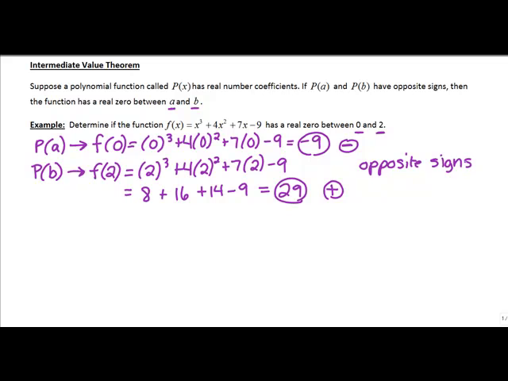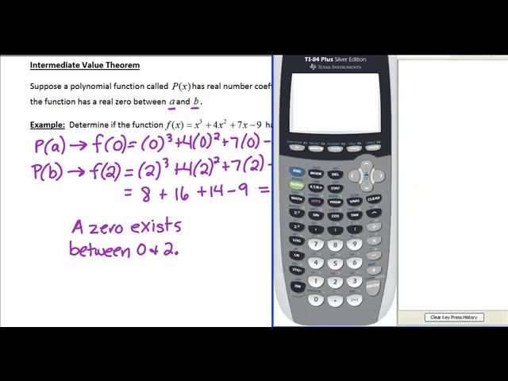So since they have opposite signs, all we can conclude is that a 0 exists between those two numbers, 0 and 2. Okay, let's take a look at what the graph is going to look like for this.